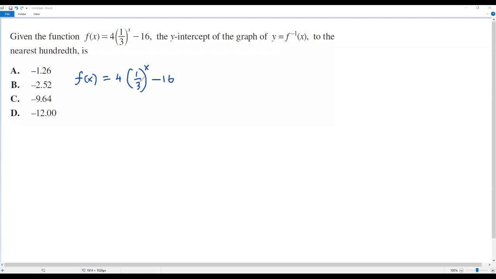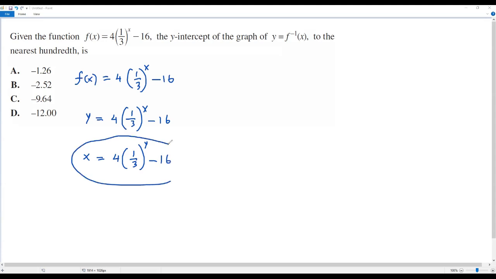To get f inverse of x, the first step is to replace f of x by y. Then the given function becomes y equals 4 times (1/3) to the x power minus 16. In the second step, we have to switch the y and x. That is, in place of y, we write x, and in place of x, we write y. So I get x equals 4 times (1/3) to the y power minus 16.